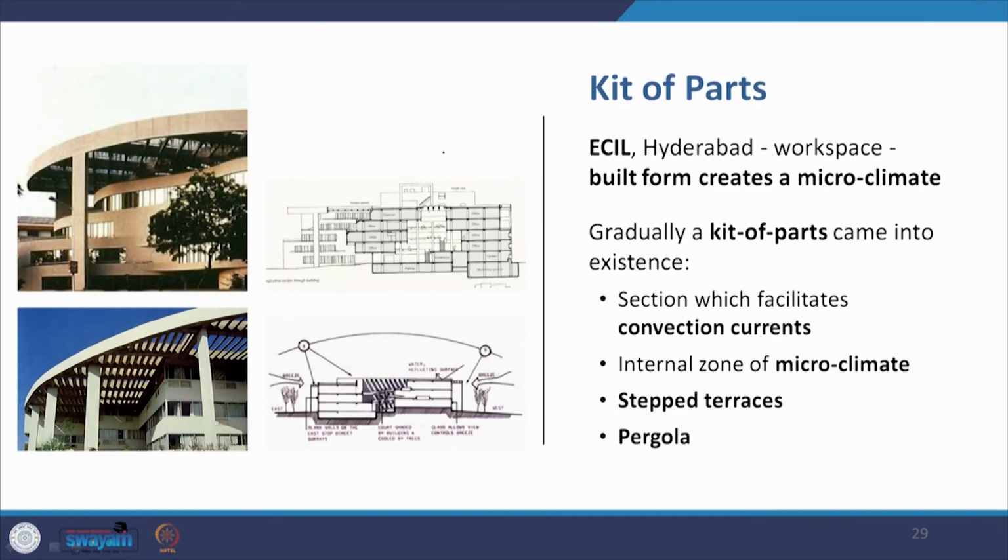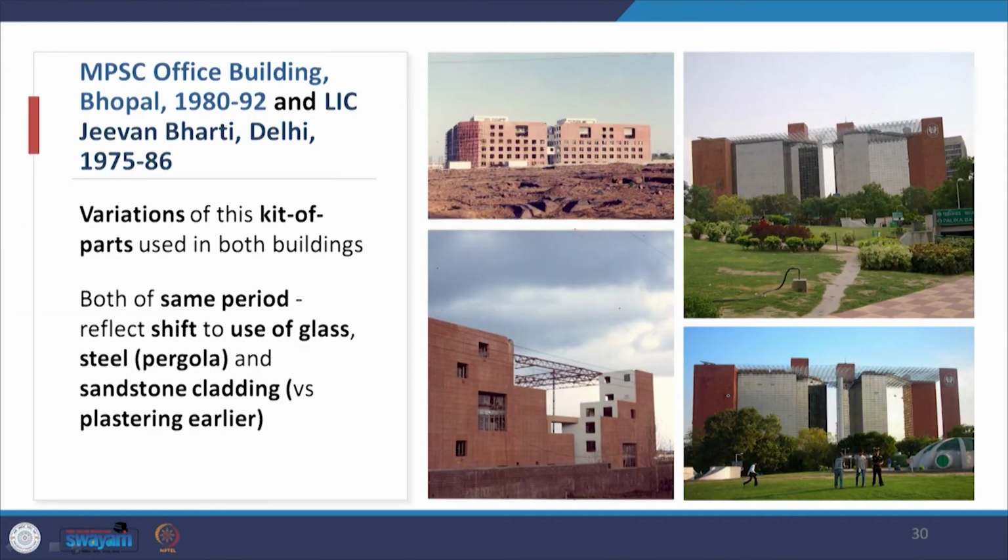And then because of these projects, Charles Correa developed a kit of parts. That means a kit putting together, and you can come up with a building through that. So leading on from the ECIL Hyderabad, he was able to develop a built form that creates its own microclimate, and this kit of parts contained a section which will facilitate a convection current, an internal zone of microclimate, step terraces, and a pergola.